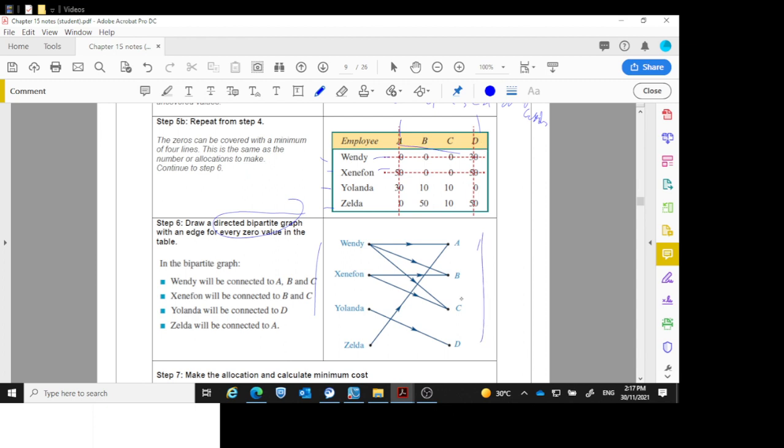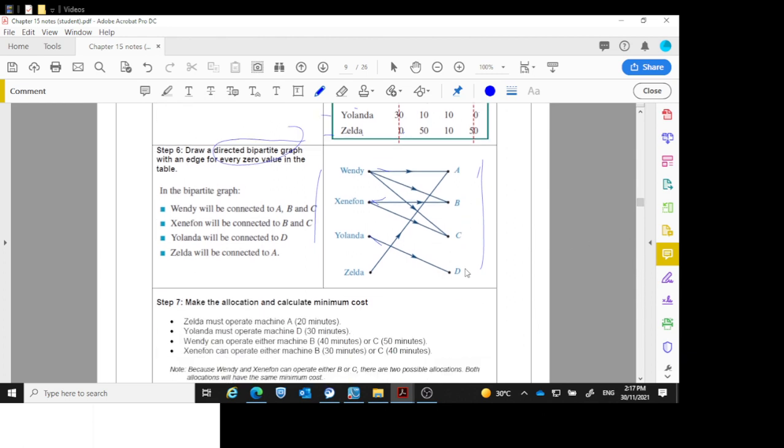A, B, C, D, there you go. Now Wendy should go A, B, or C because that's where the zeros are. So A, B, C, directed. It's got an arrow on it. Xenophon has a 0 at B and C, so that person's only going to go to B and C. Yolanda can go to D only, and Zelda can only go to A. And it's all directed. Now this is easier to do.